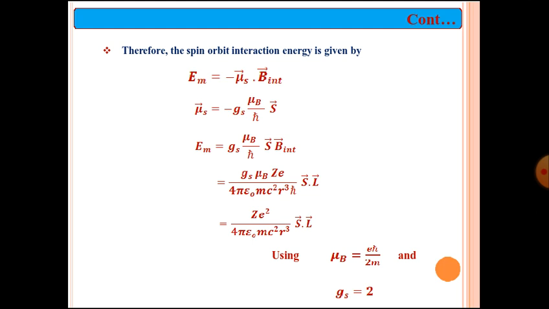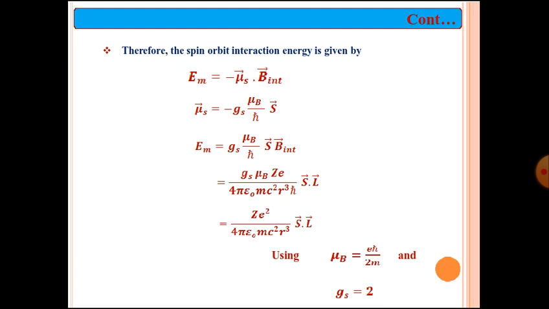Therefore, the spin orbit interaction energy is given by E equal to minus mu s B int. We know already that B int represents that internal field. Since we have assumed the electron to be at rest and the nucleus to be moving, the electron will have only one motion and its spin magnetic moment only. A dipole of moment mu vector s placed in a magnetic field of strength B vector interacts with it such that the potential energy of the dipole is given by E equal to minus mu s vector dot B vector. Therefore, the spin orbit interaction energy is given by E equal to minus mu vector s dot B int.